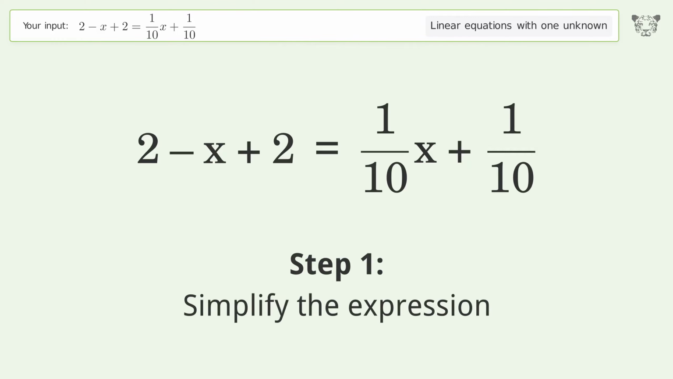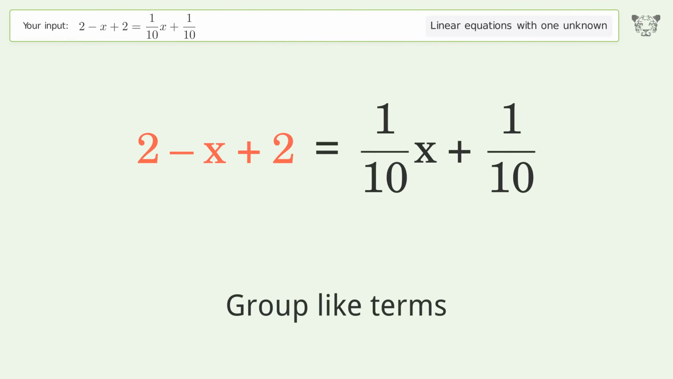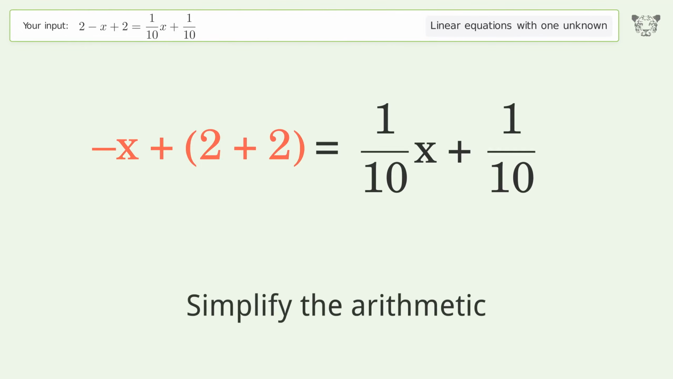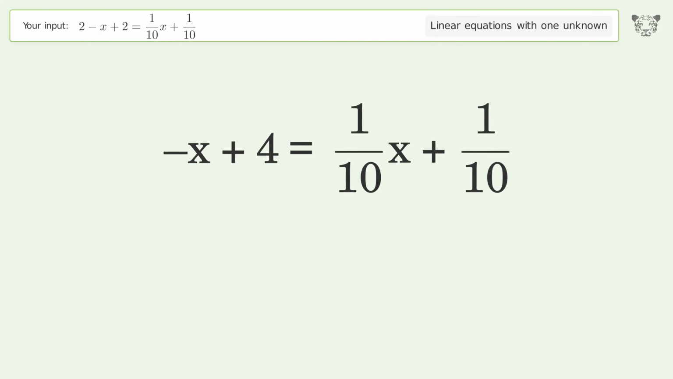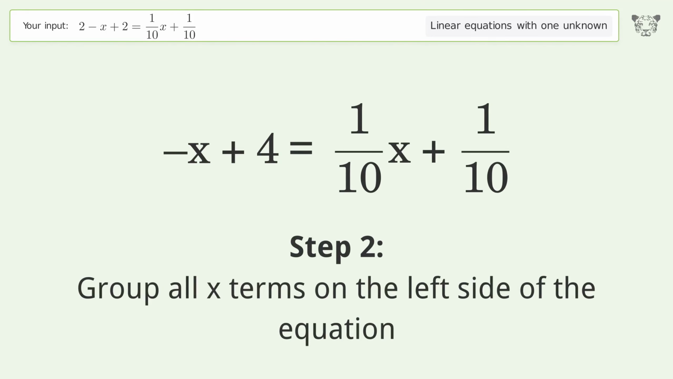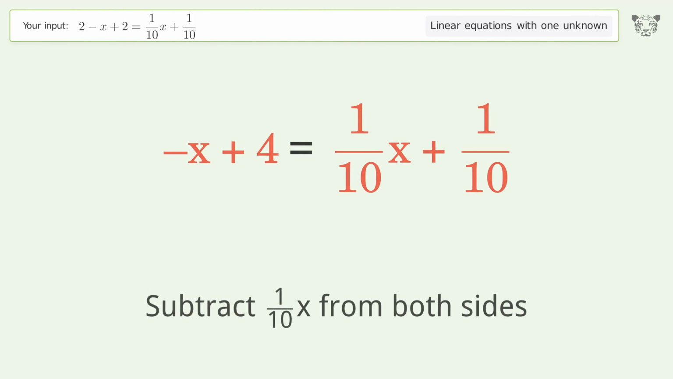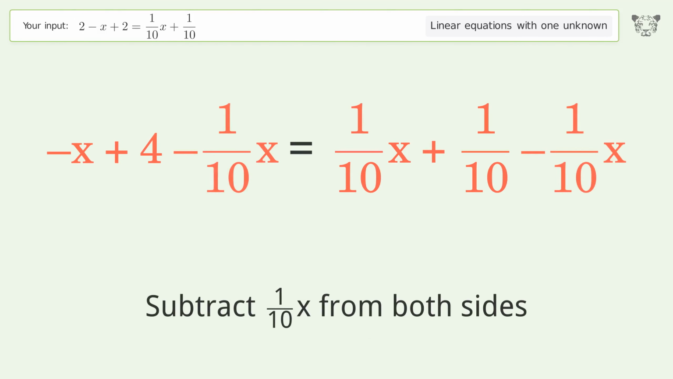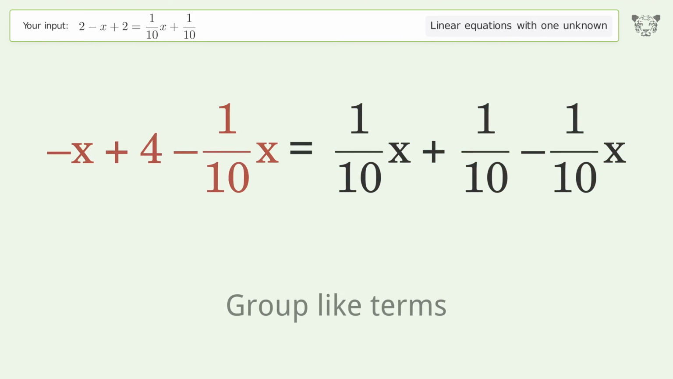Simplify the expression. Group like terms. Simplify the arithmetic. Group all x terms on the left side of the equation. Subtract 1/10x from both sides. Group like terms.